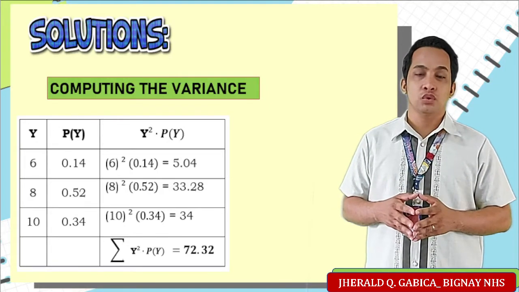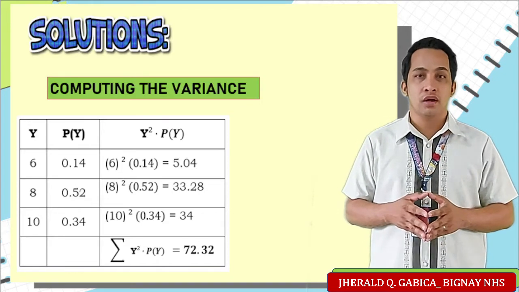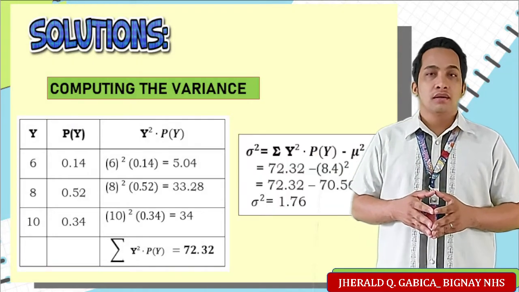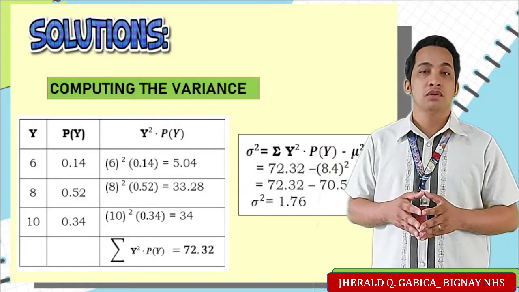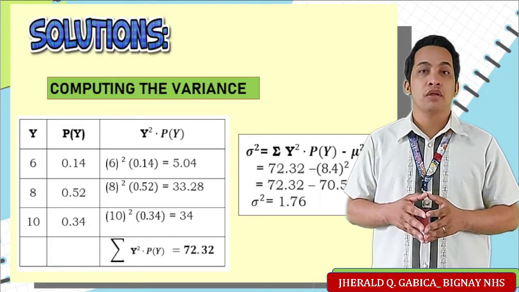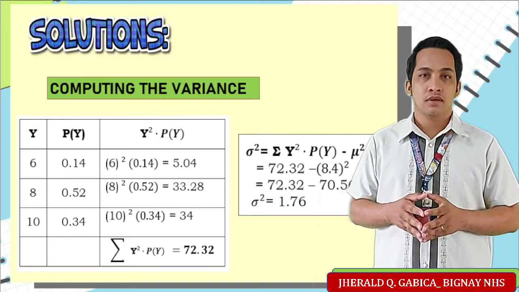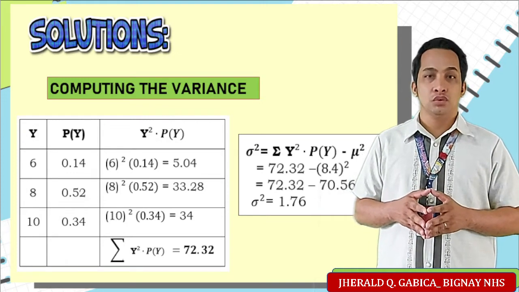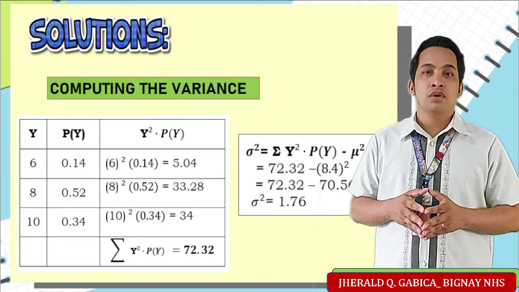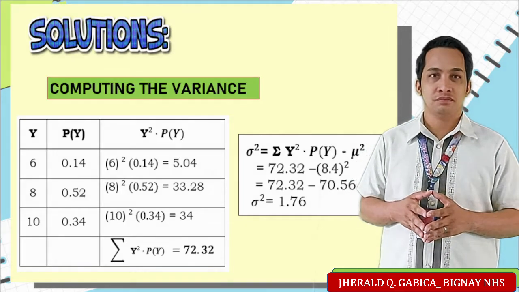And for the summation of y squared times p of y, we have 5.04 plus 33.28 plus 34, and that is equal to 72.32. To solve for the variance using alternative solution, our formula is variance is equal to summation of y squared times the probability of random variable y minus mean squared. That is 72.32 minus 8.4 squared, 72.32 minus 70.56. We have the value of variance as 1.76.